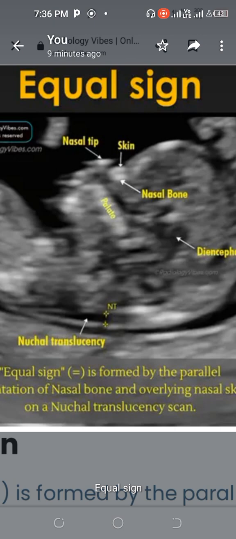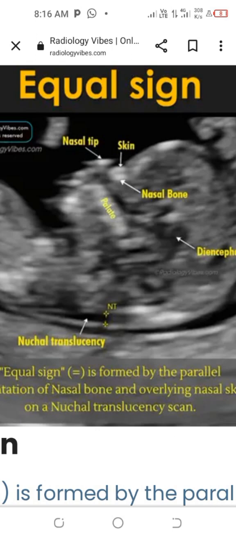Today I am describing the nuchal translucency scan. What is the nuchal translucency scan? It is the optional ultrasound which is performed usually in the first trimester of the pregnancy to rule out diseases like Down syndrome and Turner syndrome.